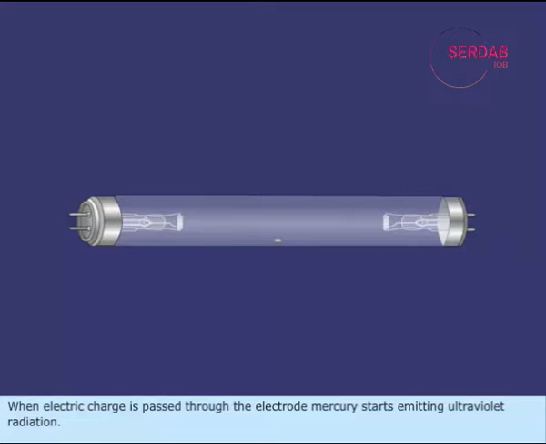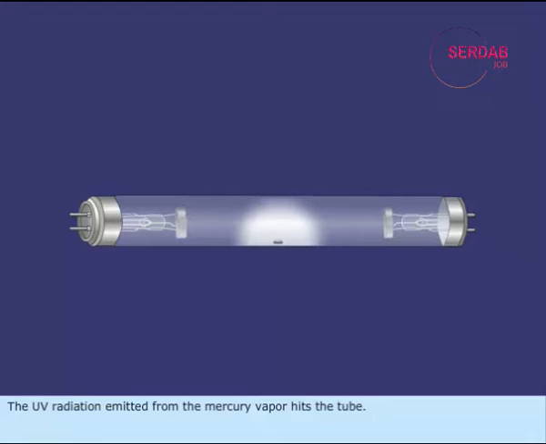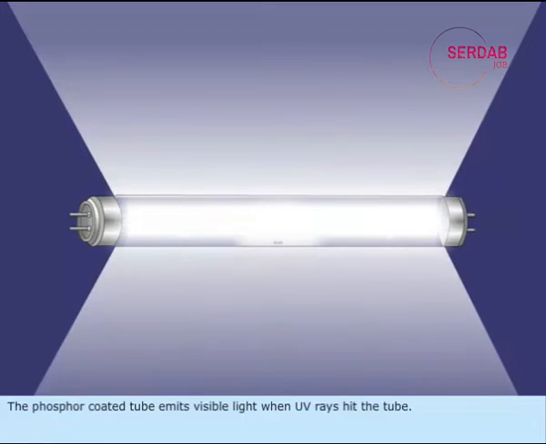When electric charge is passed through the electrode, mercury starts emitting ultraviolet radiation. The UV radiation emitted from the mercury vapor hits the tube. The phosphor-coated tube emits visible light when UV rays hit the tube.